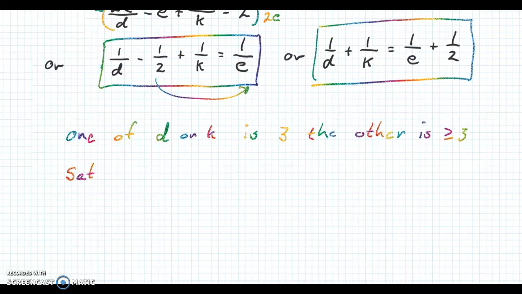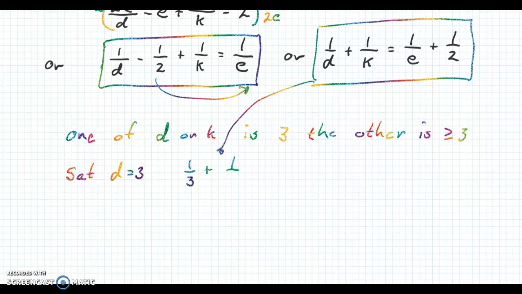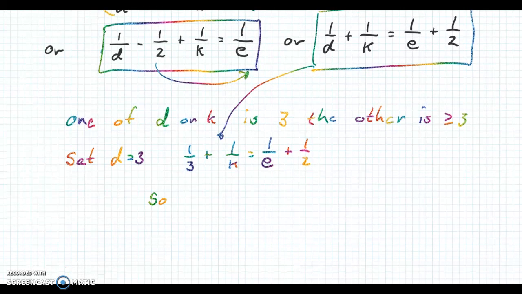So set d equal to 3. Then we get 1/3 just from the equation above. We get 1/3 plus 1 over k is equal to 1 over e plus 1/2. So 1 over k is equal to 1 over e plus 1/6. And since 1 over e is positive, this means k can't be any larger than 5. So k can't be larger than 5.